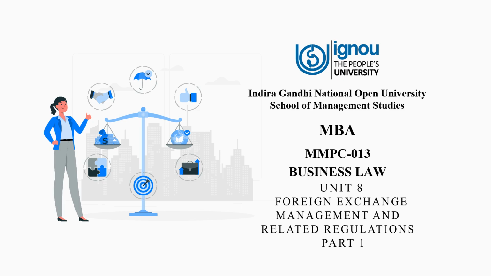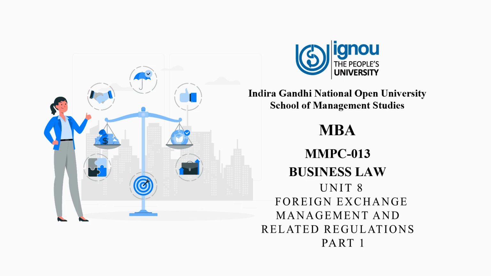Chapter 4, Contravention and Penalties, Section 13 to 15. Chapter 5, Adjudication and Appeal, Section 16 to 35. Chapter 6, Directorate of Enforcement, Section 36 to 38. And Chapter 7, Miscellaneous, from Section 39 to 49.